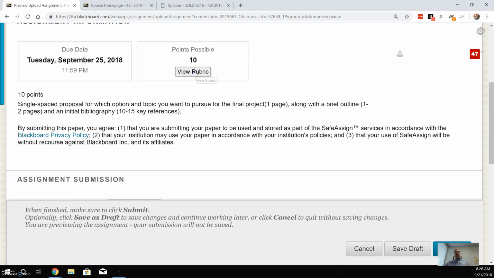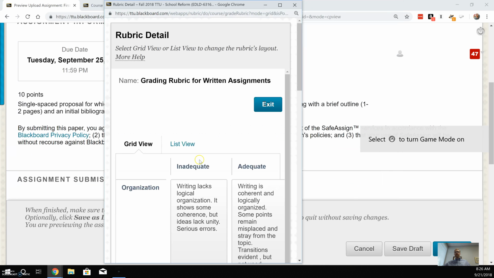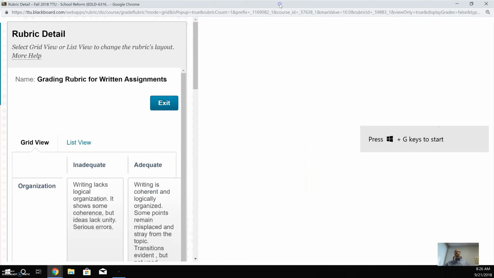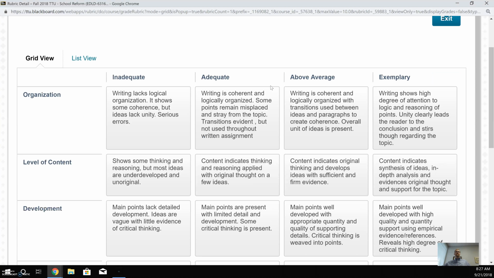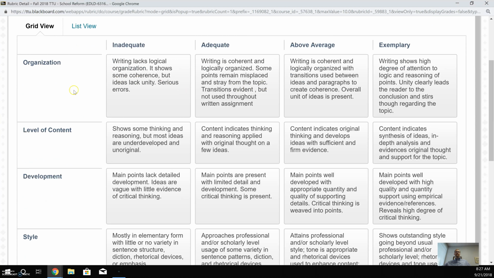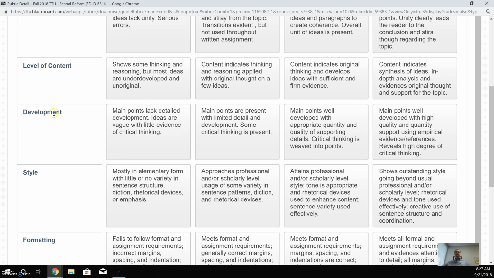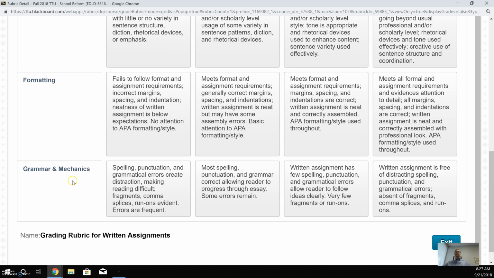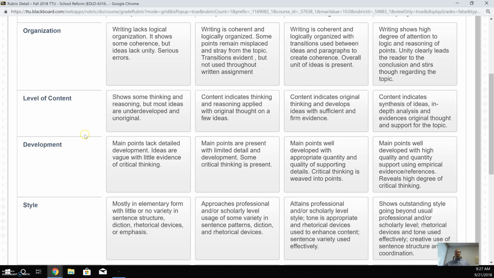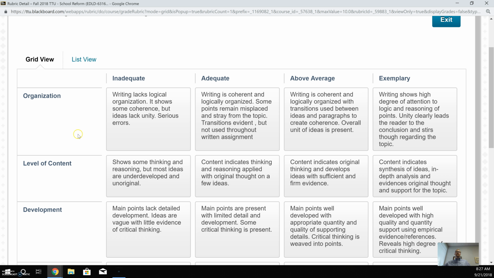And I am using a rubric for your written assignments. It's a pretty straightforward rubric. I think you've seen rubrics like this before. But just in case you're wondering what it looks like, this is it. There are 5 things that I look at: organization, level of content, how well you developed it, your style, your formatting, and your grammar and mechanics. These are typical things to think about. You can be anywhere from inadequate to exemplary along that line.